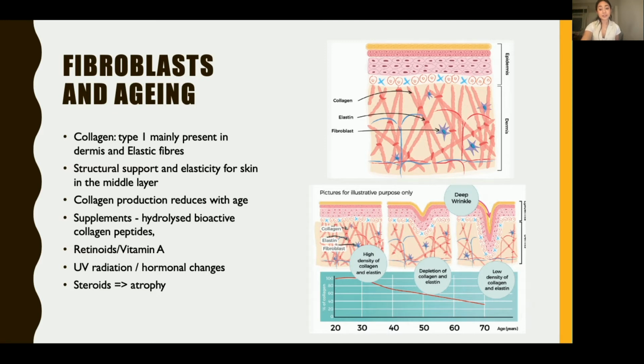And also I wanted to touch upon hormonal changes. The decreased production of collagen after menopause simply reflects the reduced estrogen and progesterone as well. And again, steroids. We know that skin thinning is a side effect of steroids, and that's because steroids downregulate collagen production, which is why you get atrophy as such a prominent side effect. Next slide.